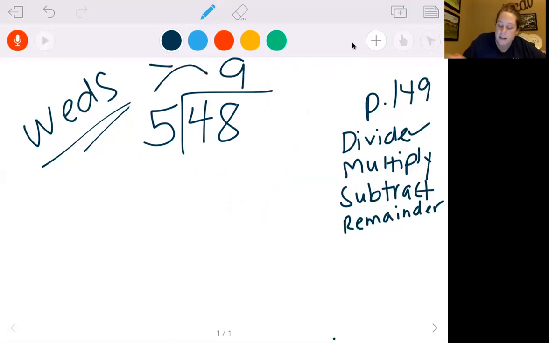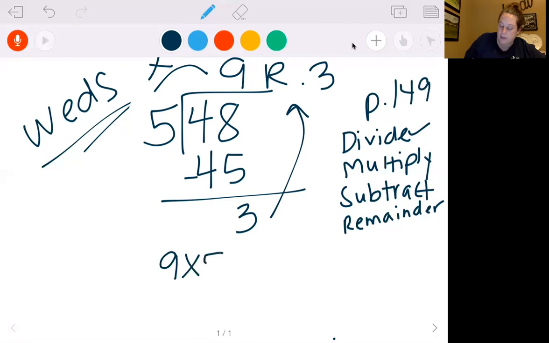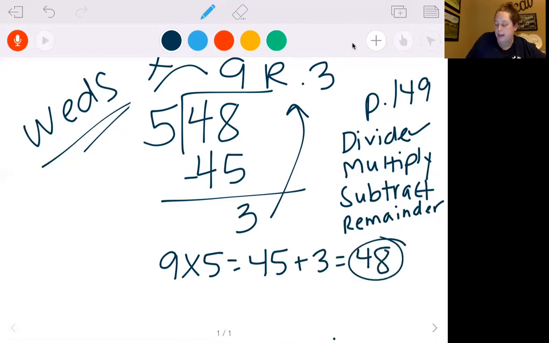I'm going to multiply those two. 5 times 9 is 45. When I subtract that, I get 3. I'm going to write that up here. Remainder 3. Okay? So that's how you do those. And remember to check, I could do 9 times 5 equals 45 plus the 3 remainder is 48. That answer is the same as that answer, so it works.